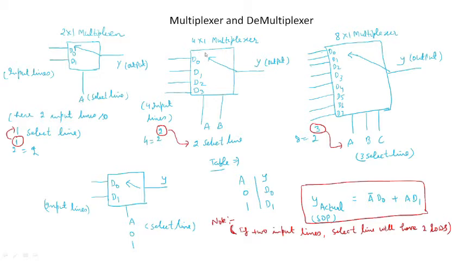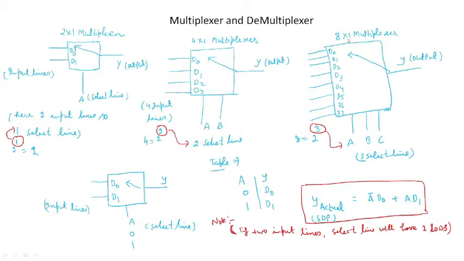This is the diagram for a 4 by 1 multiplexer. Here you can see that it has four input lines D0, D1, D2, D3, and 4 can be written as 2 to the power 2. So there will be two select lines. You can see here that A and B are the two select lines. It is also important to note that if there are two select lines, then there will be four rows. Or you can say that whatever the number of input lines, there will be a similar number of rows for the select lines.